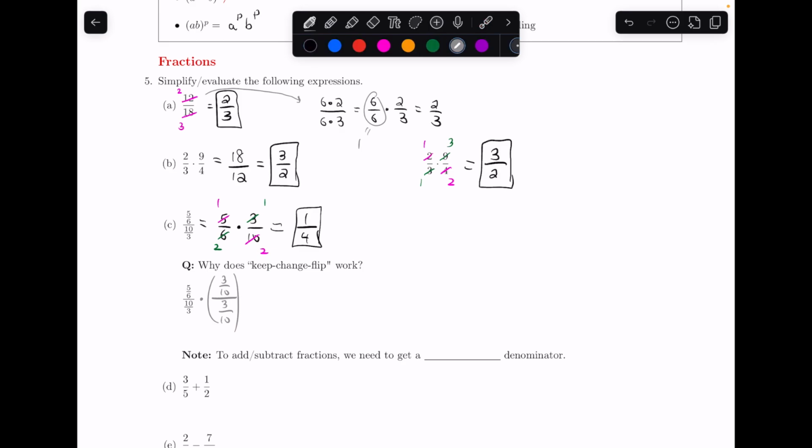But something very nice happens on the denominator now. These 10s, well, I can divide both of them by 10. So that leaves me with a 1 and a 1. Same thing with the 3s.